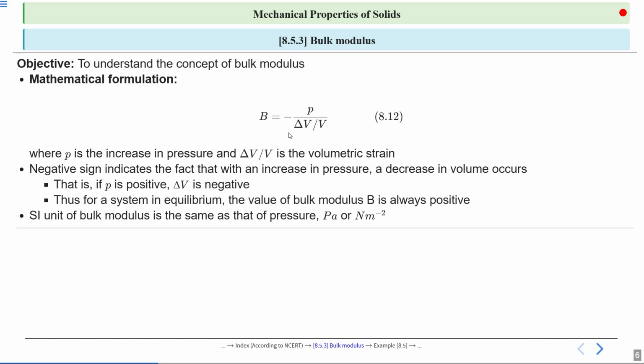If we talk about the SI unit, so we can say the SI unit of bulk modulus is the same as that of pressure, Pascal or Newton per meter square. Alright, this makes sense because bulk modulus measures how much pressure is needed to cause a certain change in volume.